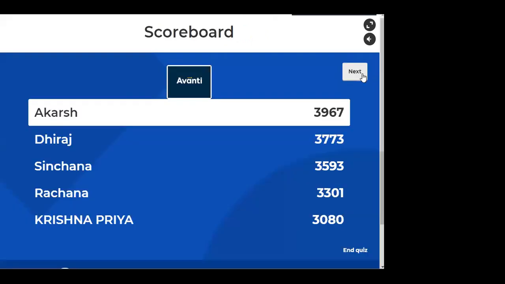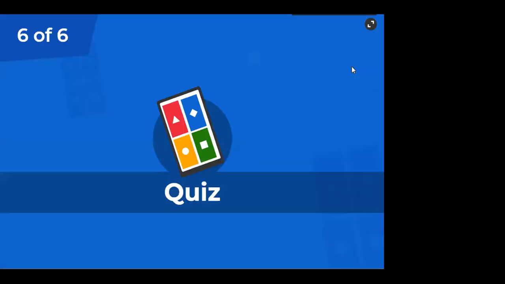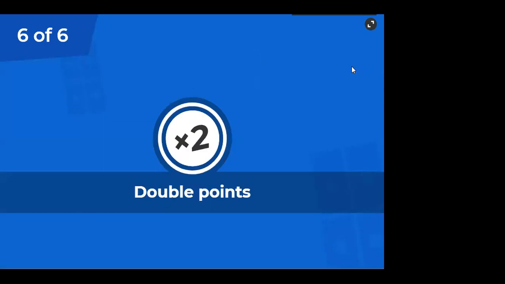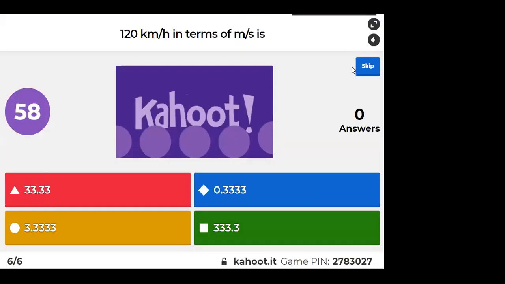Okay, very good. Last question of this Kahoot. We will make our concepts very clear. 120 km per hour in terms of meter per second is.